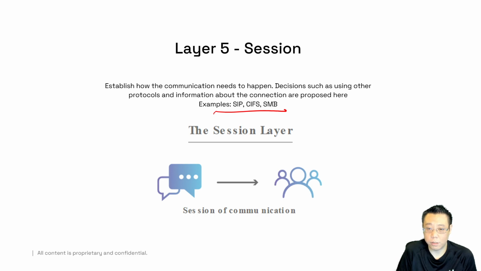We also have CIFS and SMB, which is Server Message Block. They are together as complementary protocols. Windows, Linux, and many other operating systems use these to transfer files, to set that session, to understand between different operating systems, different computers, what data is going to be sent and how.